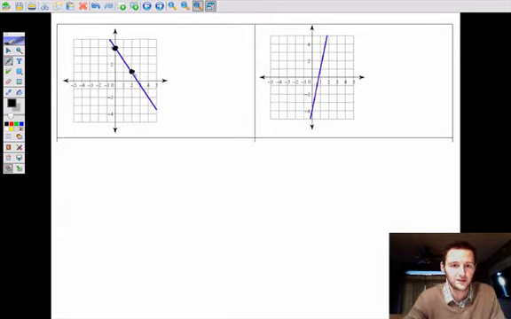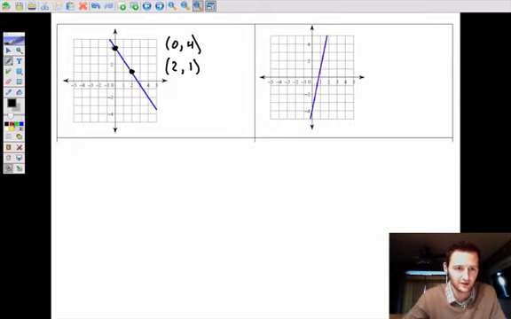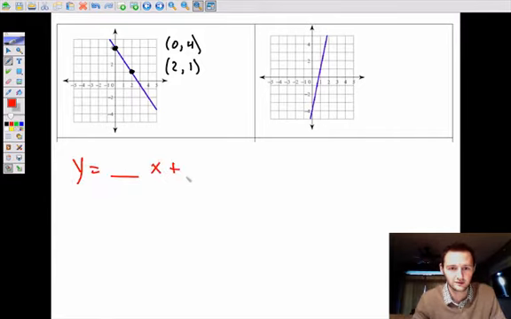Another point that would be easy to use is right there because it's right along these marks here on the graph. So our first point up there is 0, 4, and our second point is 2, 1. And so if I look at my equation, I already know these are mx plus b form. I already know this b because I know the y-intercept, so I already know that that's going to be 4.